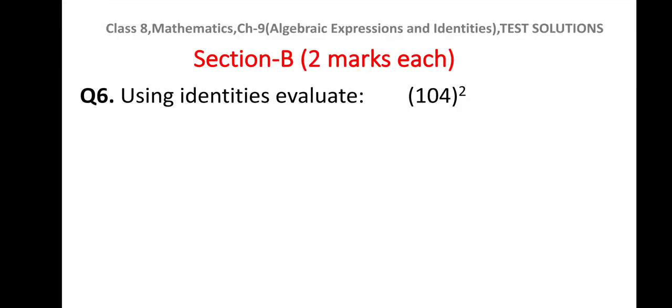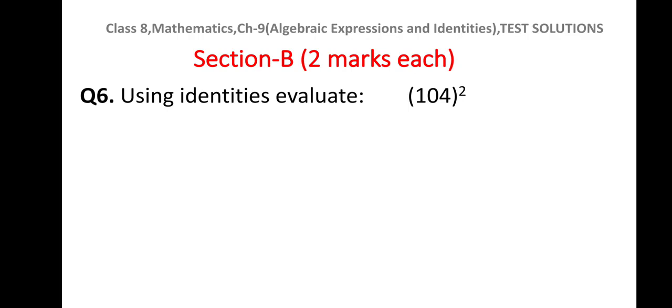Now coming to section B, which consists of 2 marks questions. Question number 6 is using identities evaluate. I need to evaluate 104 square using identities. You cannot write the direct answer after multiplying 104 into 104. We need to use the identities for this.